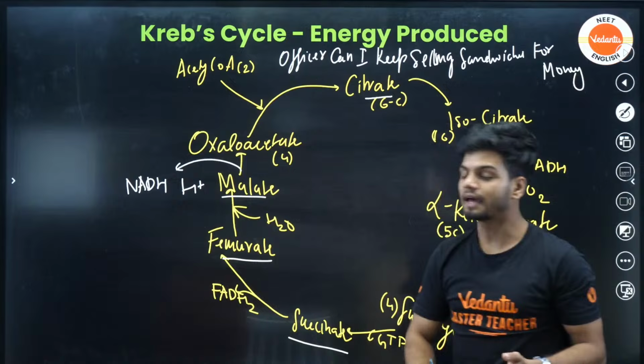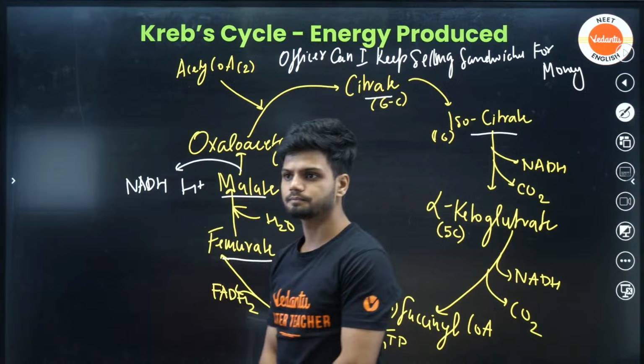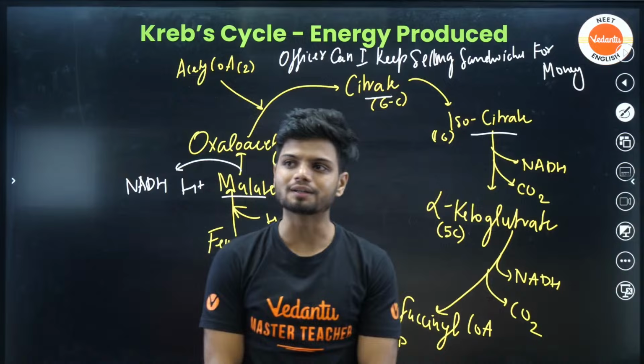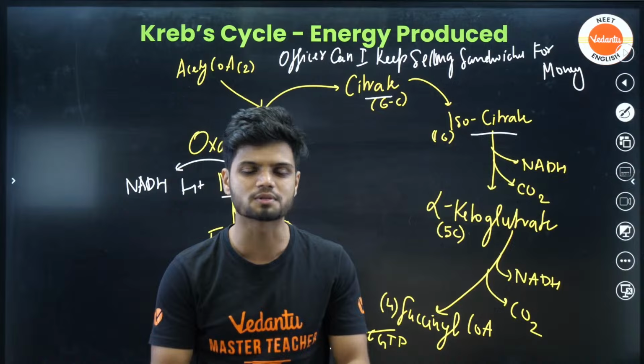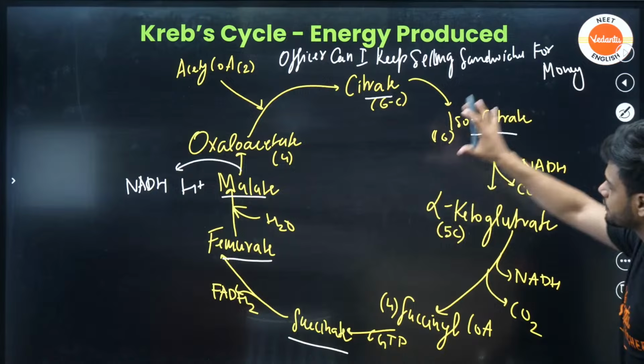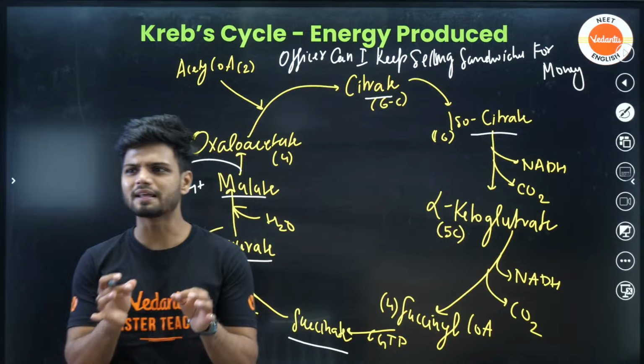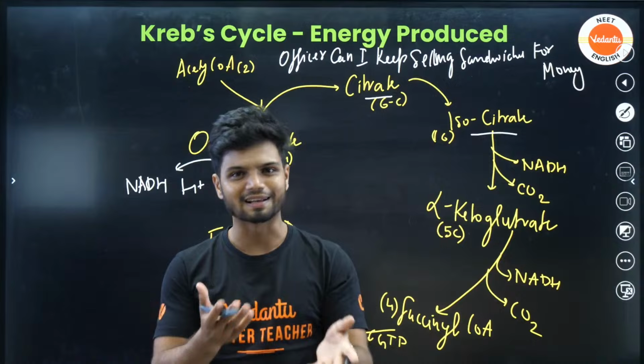Then again we have oxaloacetate, that is O. Students, this is a small trick which I have. If you have difficulty remembering all these terms, practice it. The more times you write this cycle, the easier it becomes for you. This is a very simple trick which I've been using from class 11th. Yeah, class 11th only.